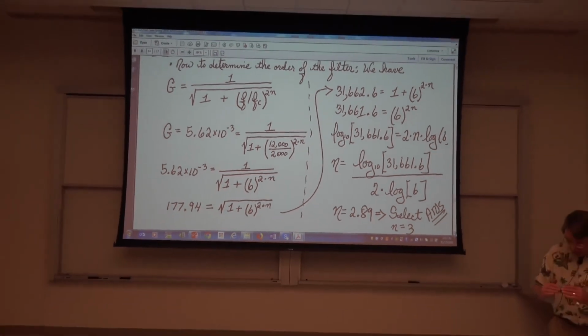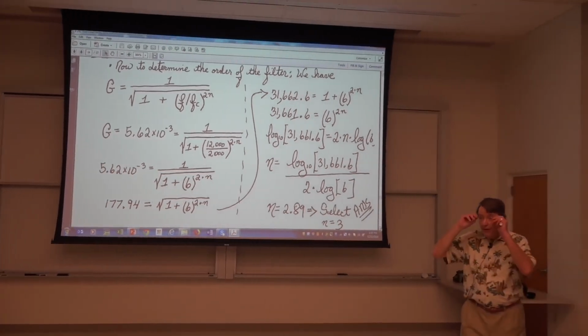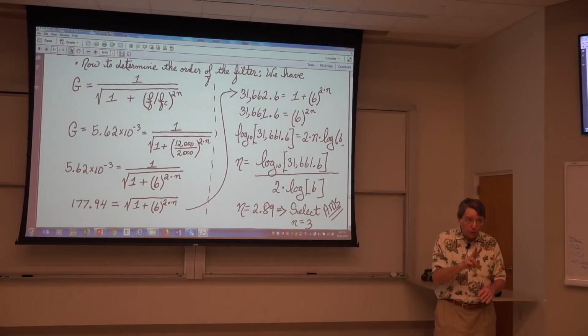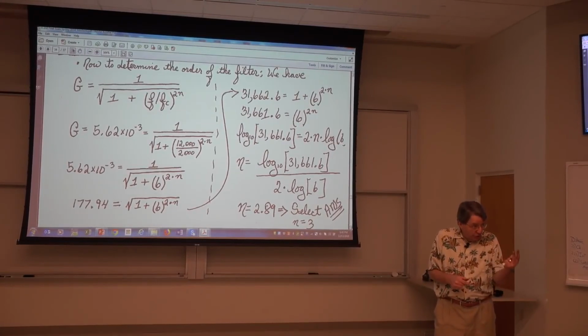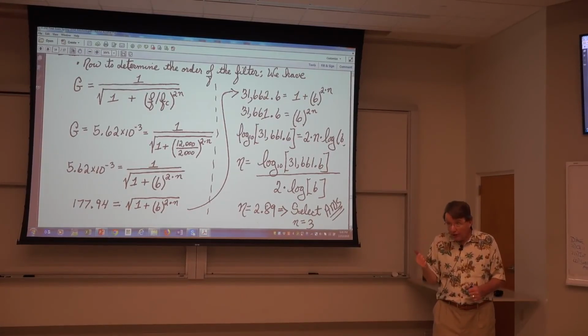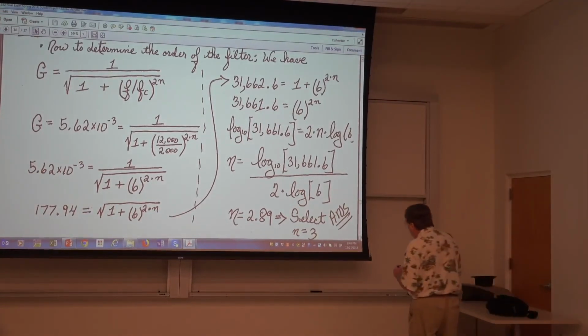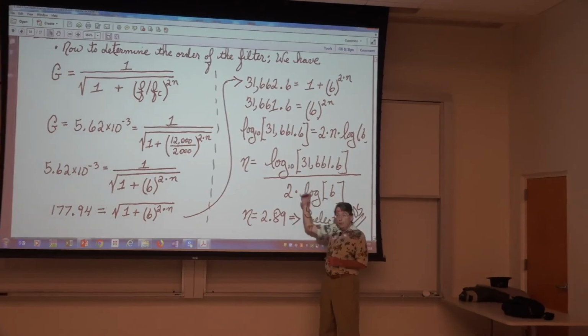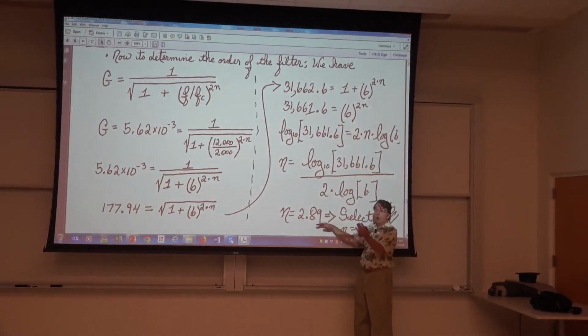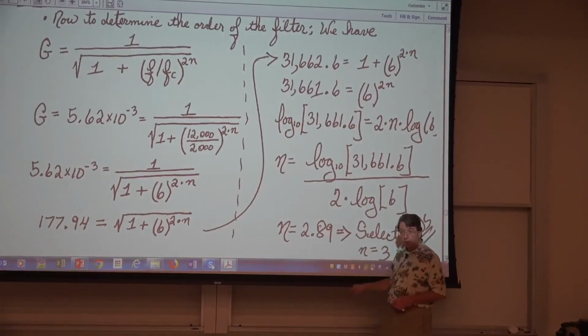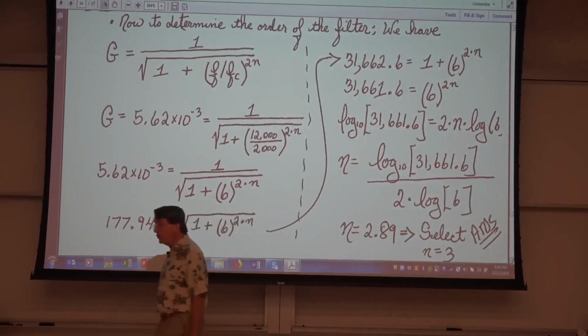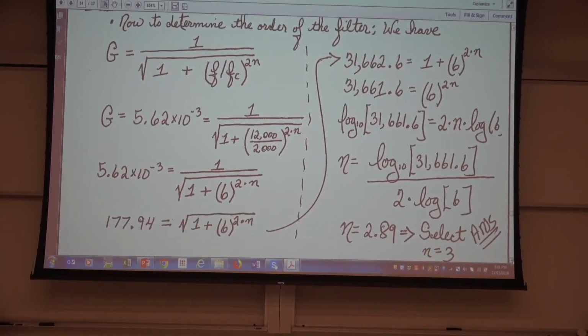Christina, I know you know this. You always have to go up. Even if it was 2.1, you don't say 2. Because if you were to go back and put n equal to 2, you won't get the gain that you want. The gain will be too big for that noise. So you always go up. So 2.89 becomes 3. So would 2.1 become 3. So now you know that you need a third order filter to meet the requirements for this system.